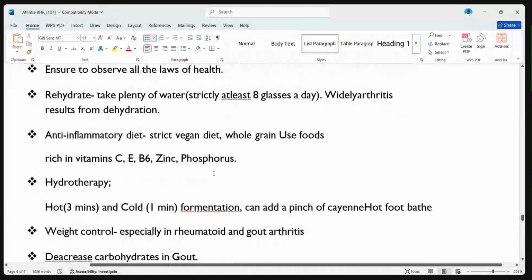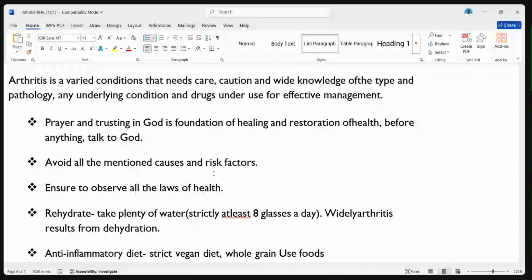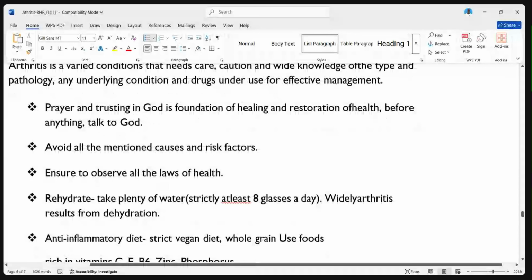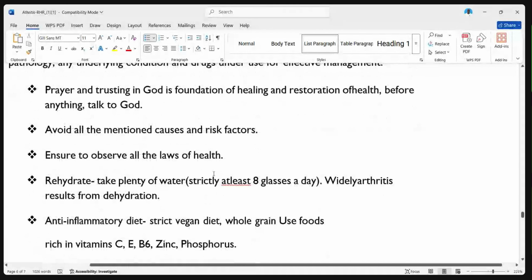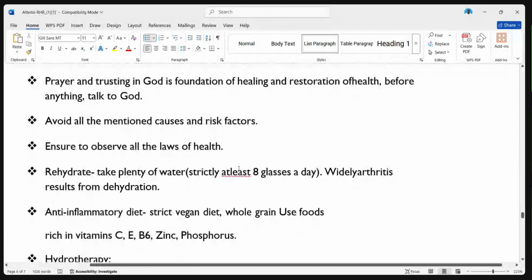So in my presentation, this is the general outline: trust in God alone comes first. Trust in God comes first. Then avoid all mentioned causes of risk factors, hizo zote tumesema. Then have all the list of health: exercise, nutrition, water, temperance, trust in God, rest, and all that.